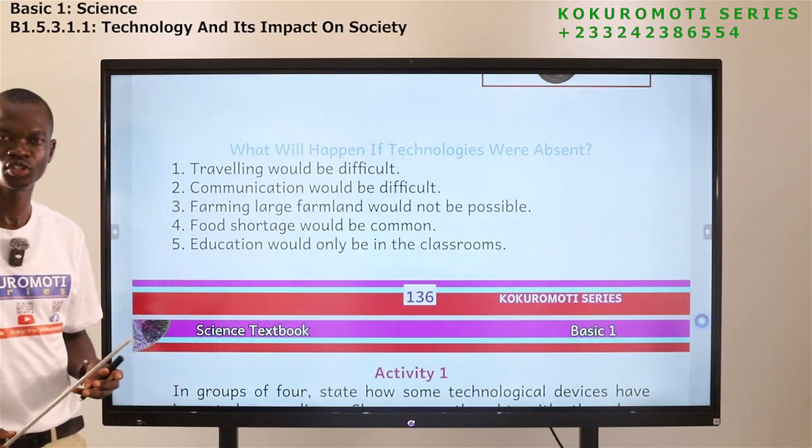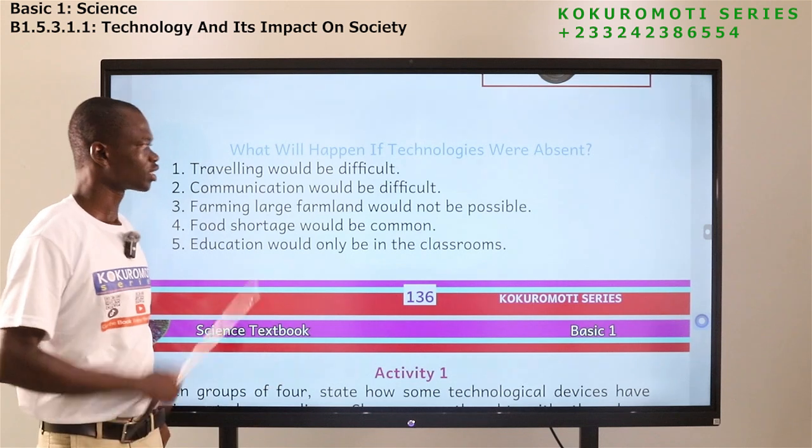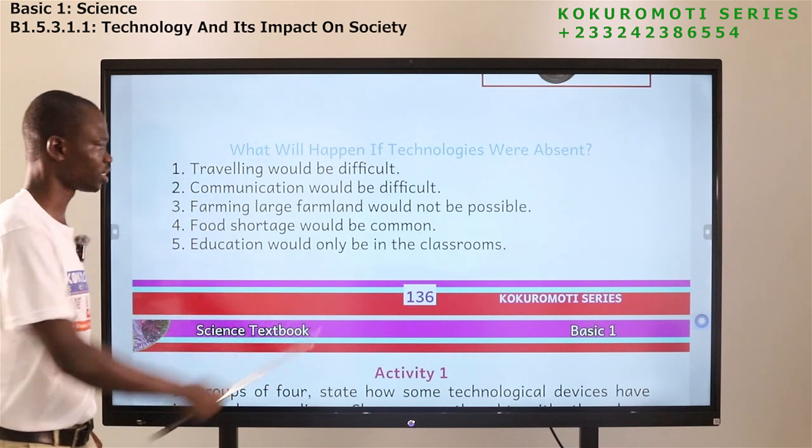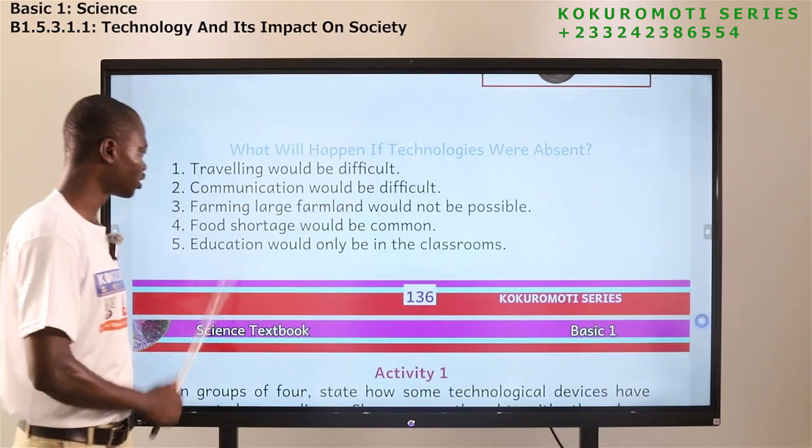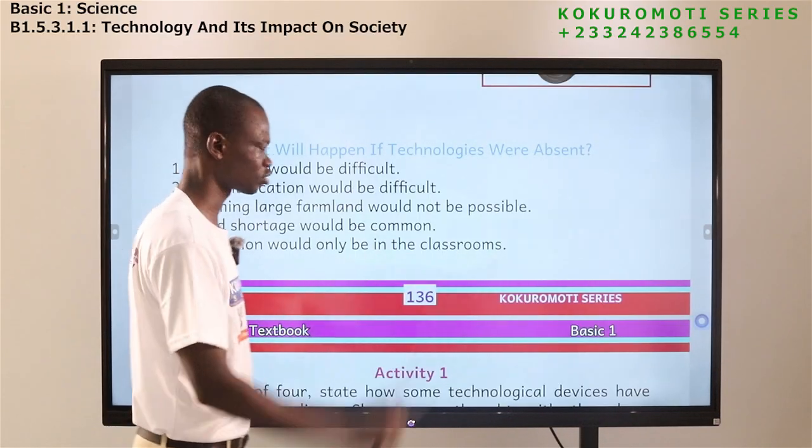Food. So if there were no technologies, there will be what? Shortage of what? Food. Okay. The next one is that education would only be in the classroom.